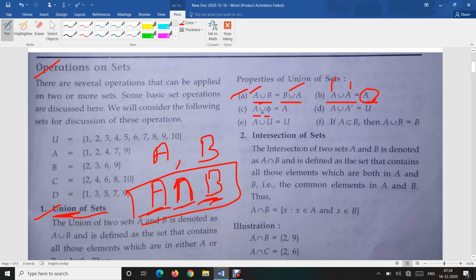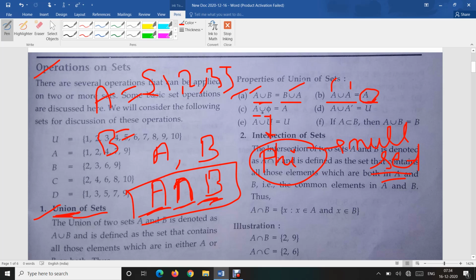Now A union phi. Remember I told you this is called phi, and it means the null set. That means it has no element. So when in set A you have 1, 2 and 3, and in set B you have no element, that means it is phi. So A union B will be equal to 1, 2 and 3 also, because set B does not contain any element.